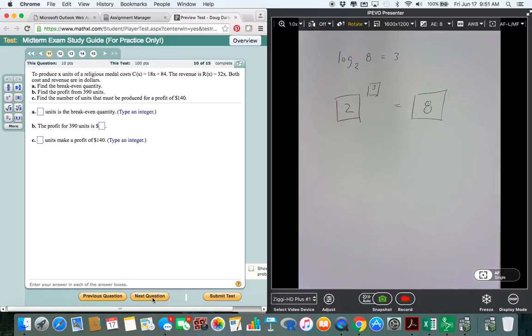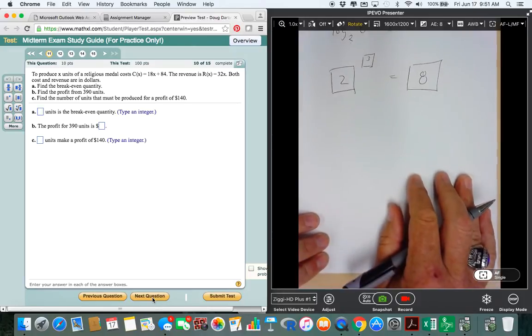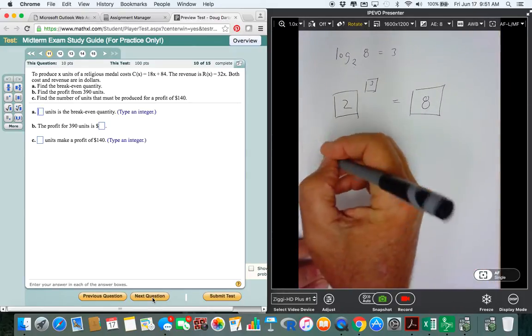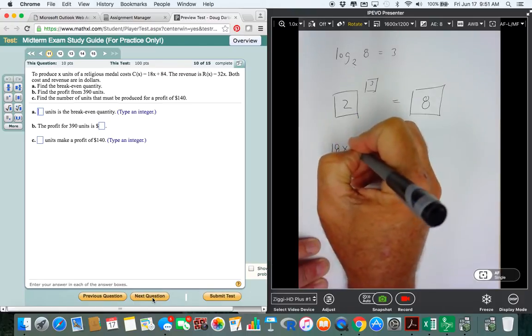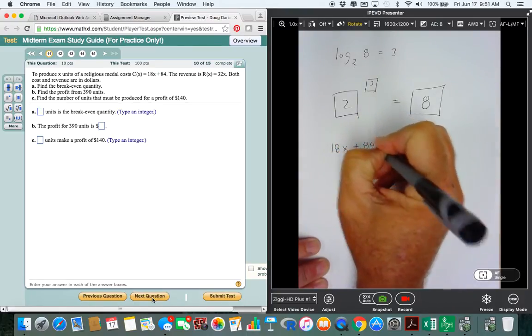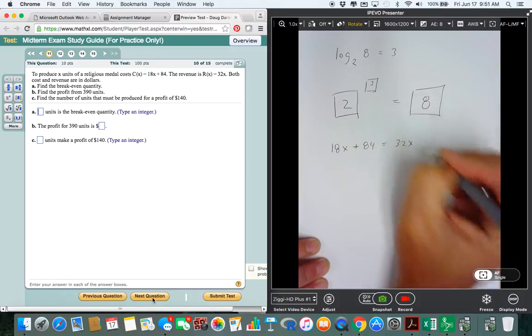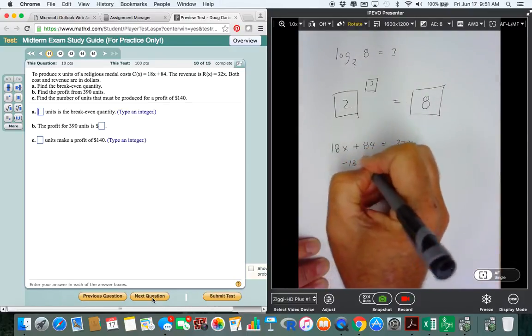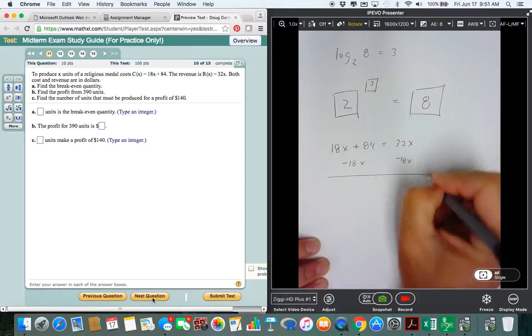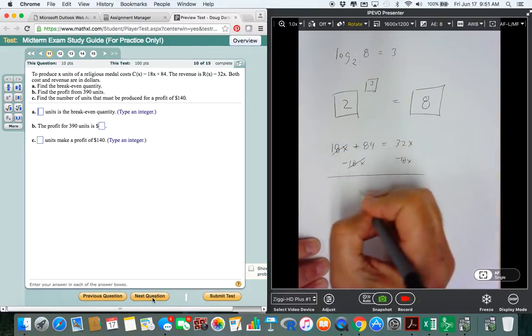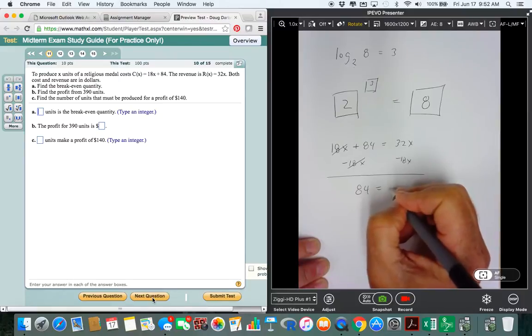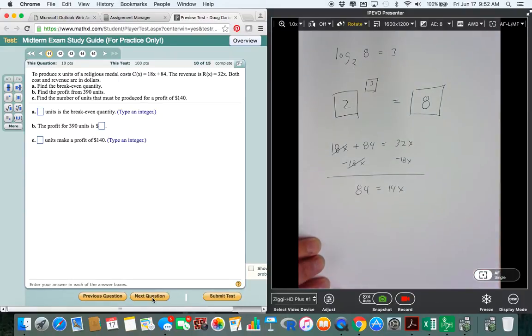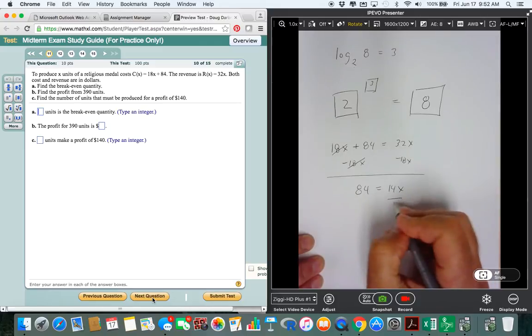All right, the product, X units of religious medal, cost and revenue are given, both in dollars. Find the break even. Well, guys, the break even is where your revenue equals your cost. So I need 18x plus 84 to be equal to 32x. Well, I'm going to subtract 18x from both sides. You can probably do a little bit of mental math too. So divide both sides by 14.